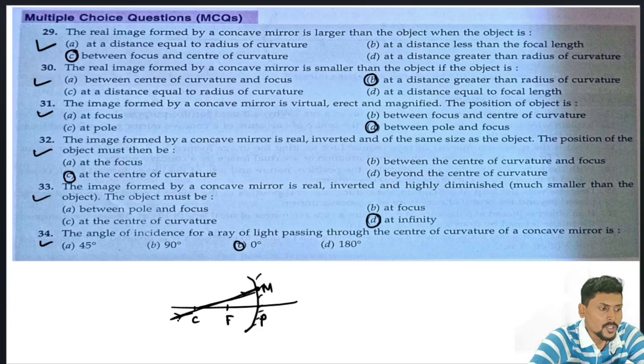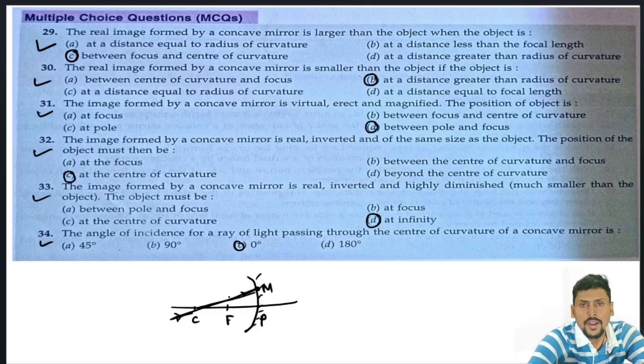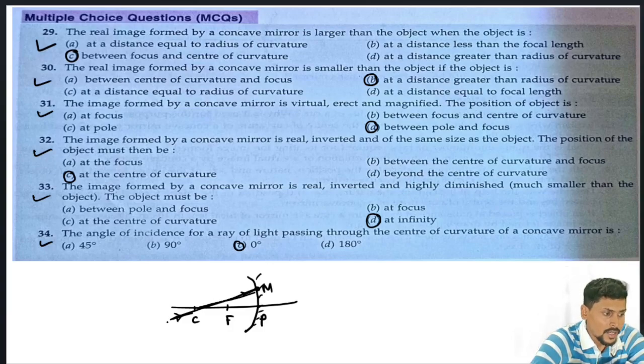So if the incident ray passes through the center of curvature, it means it is traveling along the normal, and when a ray of light travels along the normal, the angle of incidence is 0 degree, and according to the law of reflection, the angle of reflection will also be 0 degree. So if an incident ray passes through the center of curvature, then after reflection it will retrace the path, the same path in the opposite direction. If i is 0, then r will also be 0. Okay. So the answer to question 34 will be 0 degree.